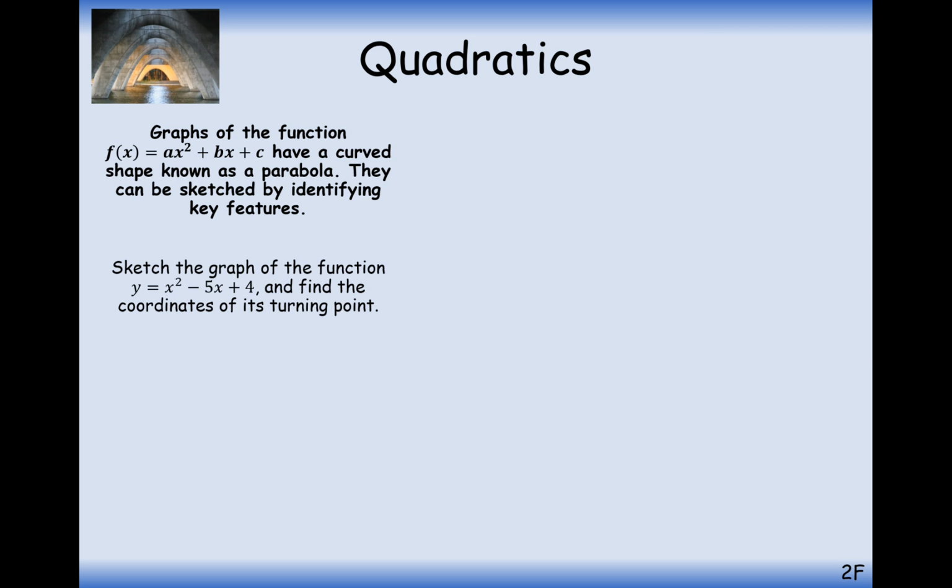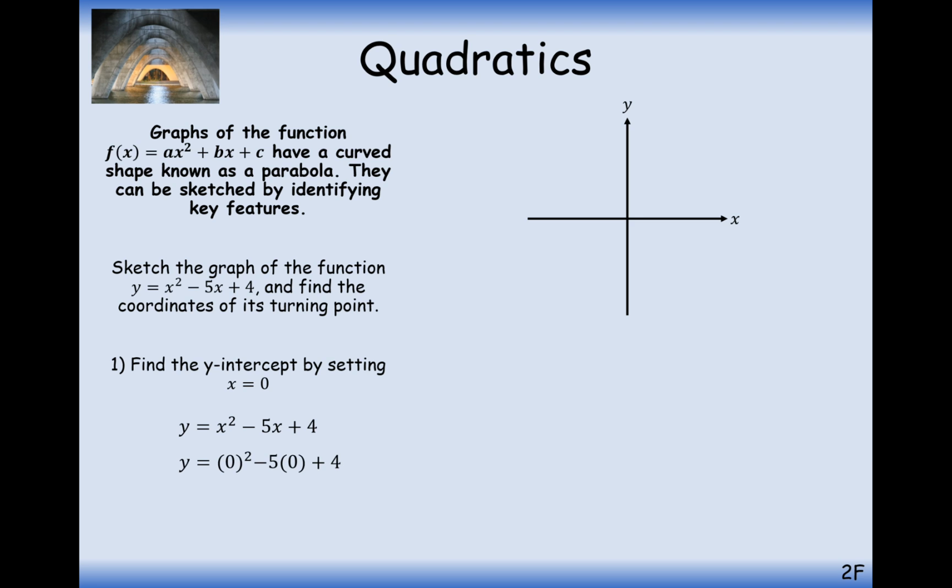Okay, so let's go through an example and work out all of these four coordinates. y equals x squared minus 5x plus 4 is our equation. Let's start with the easiest one, the y-intercept. That's when x equals 0. Plug x equals 0 into your equation and you get 4. So your first coordinate on this graph is 4.